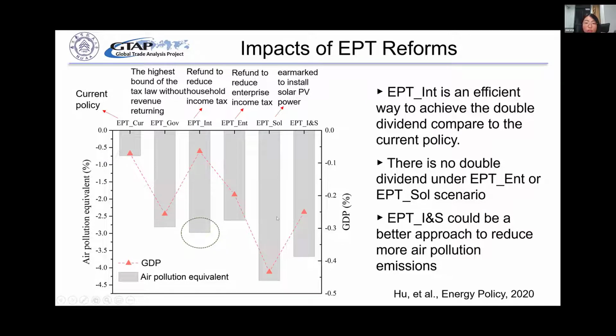And if we want to reduce more air pollutants, we can use half of the revenues to reduce household income tax and half to invest in solar PV, because we can reduce more air pollutants with relatively the same GDP loss as the highest tax rate without returning. And these are our previous 2 studies.